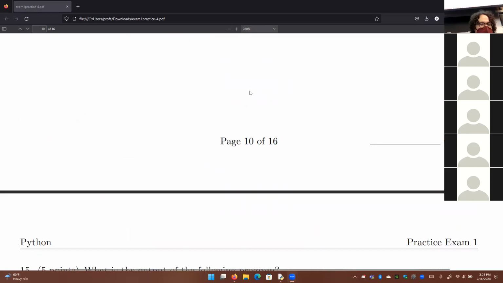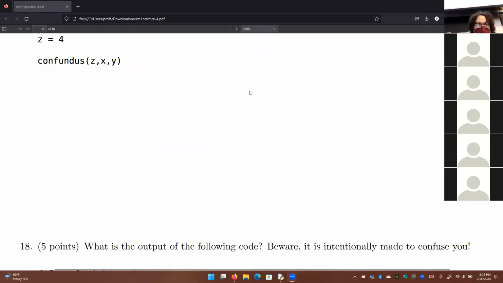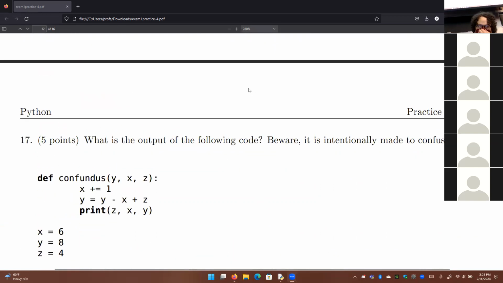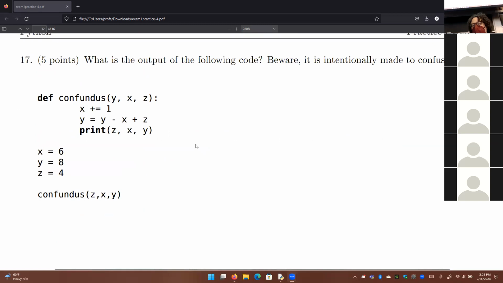So in this case, with Confundus, this tests two things. First, arguments are positional. Second, it's passed by copy, as we say.